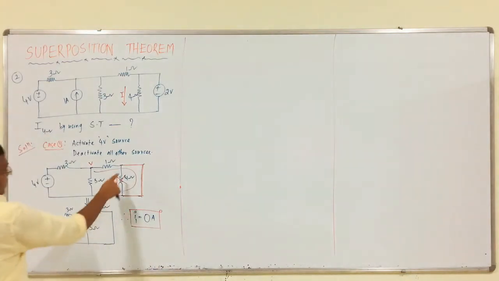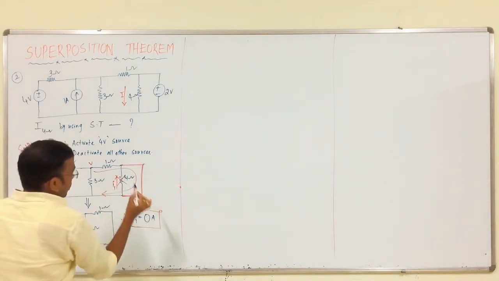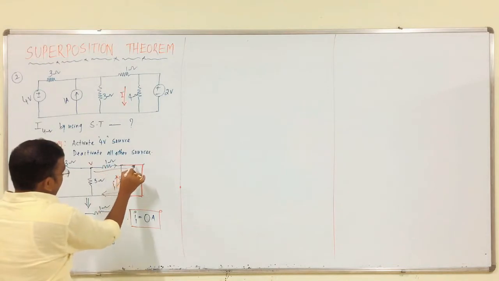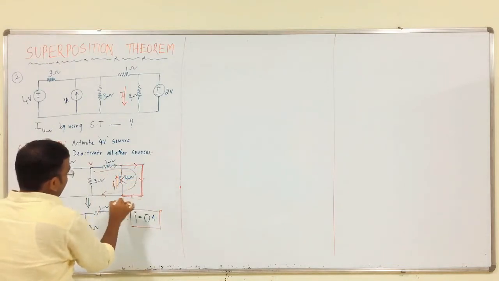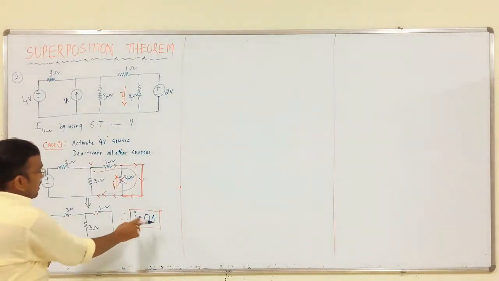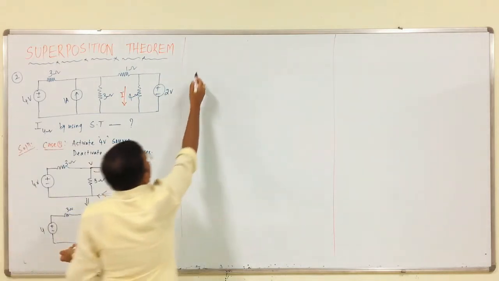See, from here to here there is a short circuit path, always current prefers low resistive path. Therefore, whatever may be the current, that current should be leaving like this or like this. Okay. Therefore, I1 equals 0 amperes from case 1. Okay. Next, case 2.